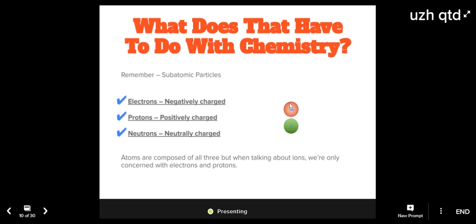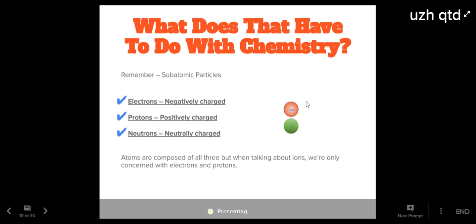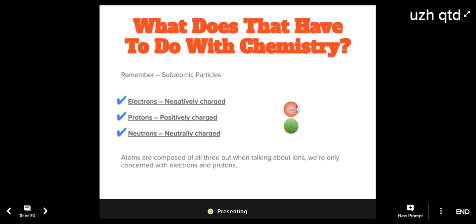Electrons are negatively charged subatomic particles. See here, the red now becomes an electron, a negative, which is why it's red, like a stop sign, stop, a negatively charged subatomic particle.